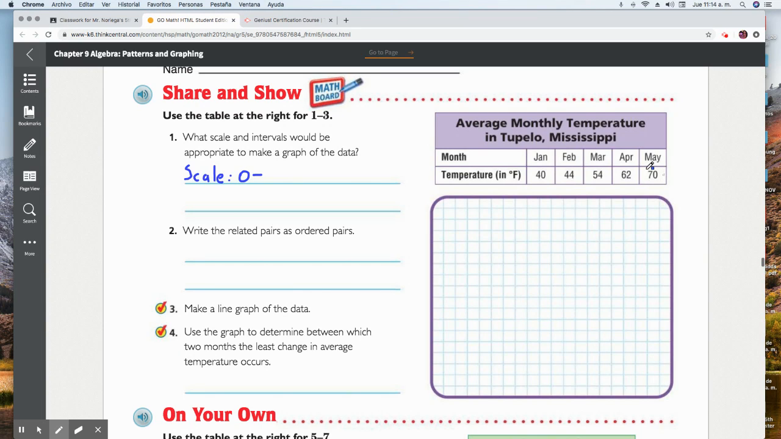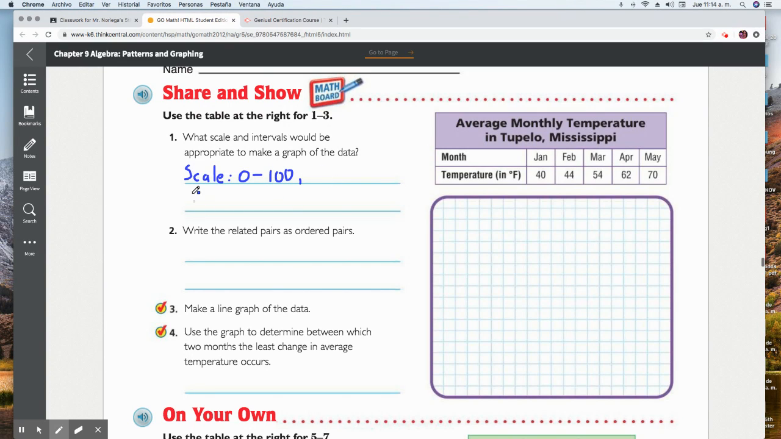Again, we always want to go an extra step higher than 70. So it could either be 80 or 90, or you know what? Let's just go all the way up to 100. It doesn't matter if we go all the way up to 100.